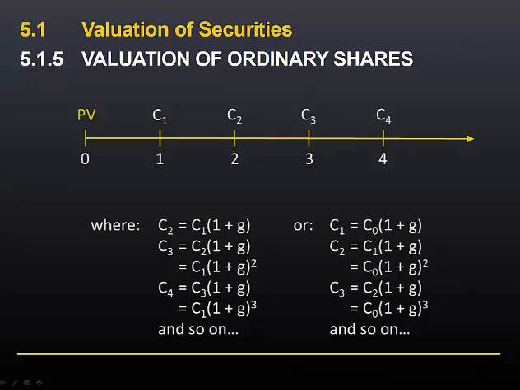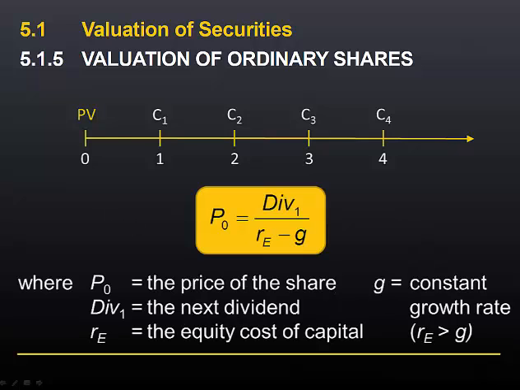This pattern of cash flows, as we know from the topic on financial mathematics, is called a growing perpetuity, and we have a formula to calculate the present value of a growing perpetuity. This is the formula, once again with some changes to notation to reflect the fact that we are talking about shares.